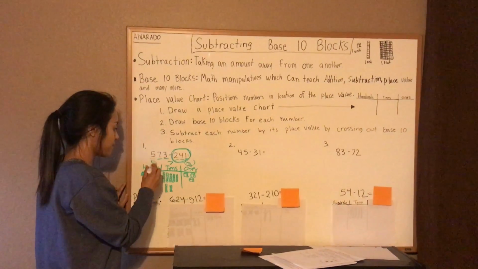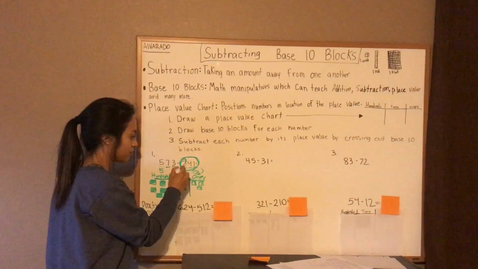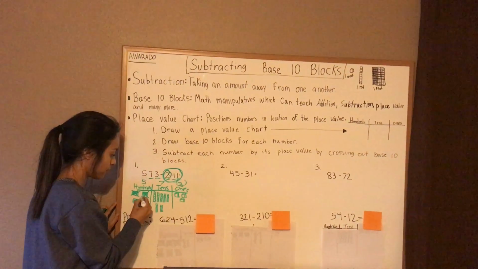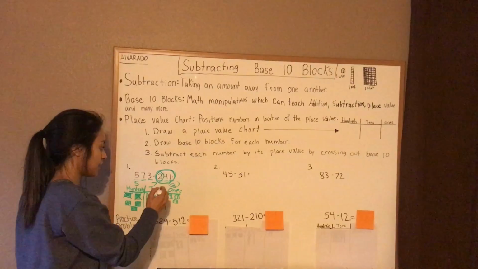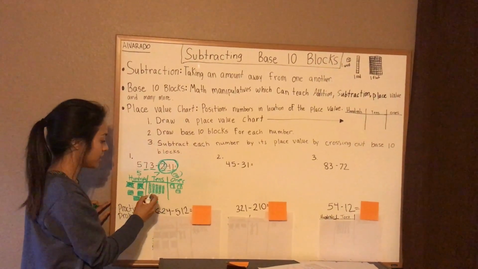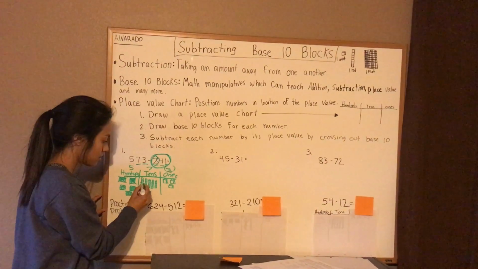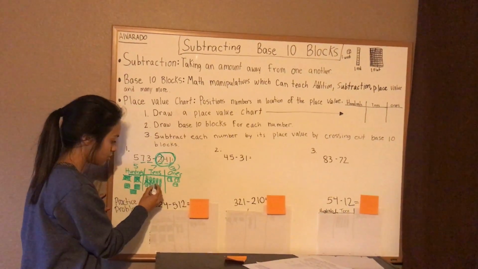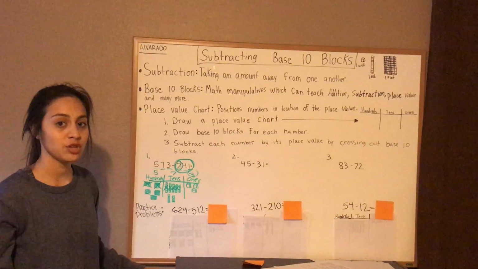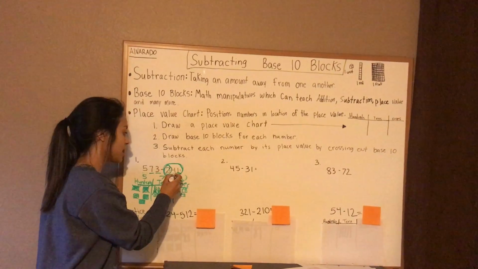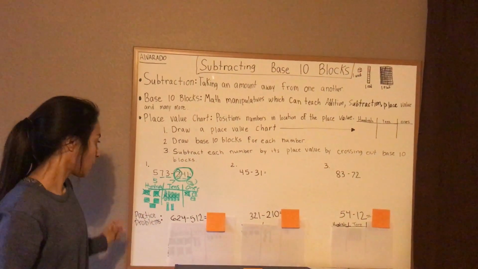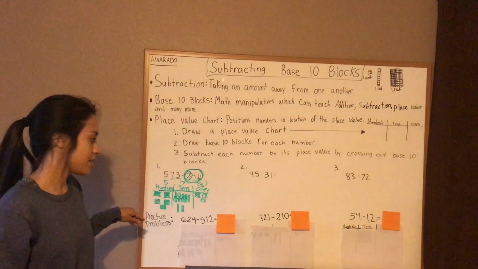So for instance, we have 5 right here. We need to subtract 2. So if we subtract 2, we just cross out 2 flats. Then we need to subtract 4. So by subtracting 4, we're going to subtract 4 rods. So 2, 3, 4. And then we're going to subtract 1 unit because there's a 1 at the end. So 1 unit. So then, once we subtract, we're going to get our answer.